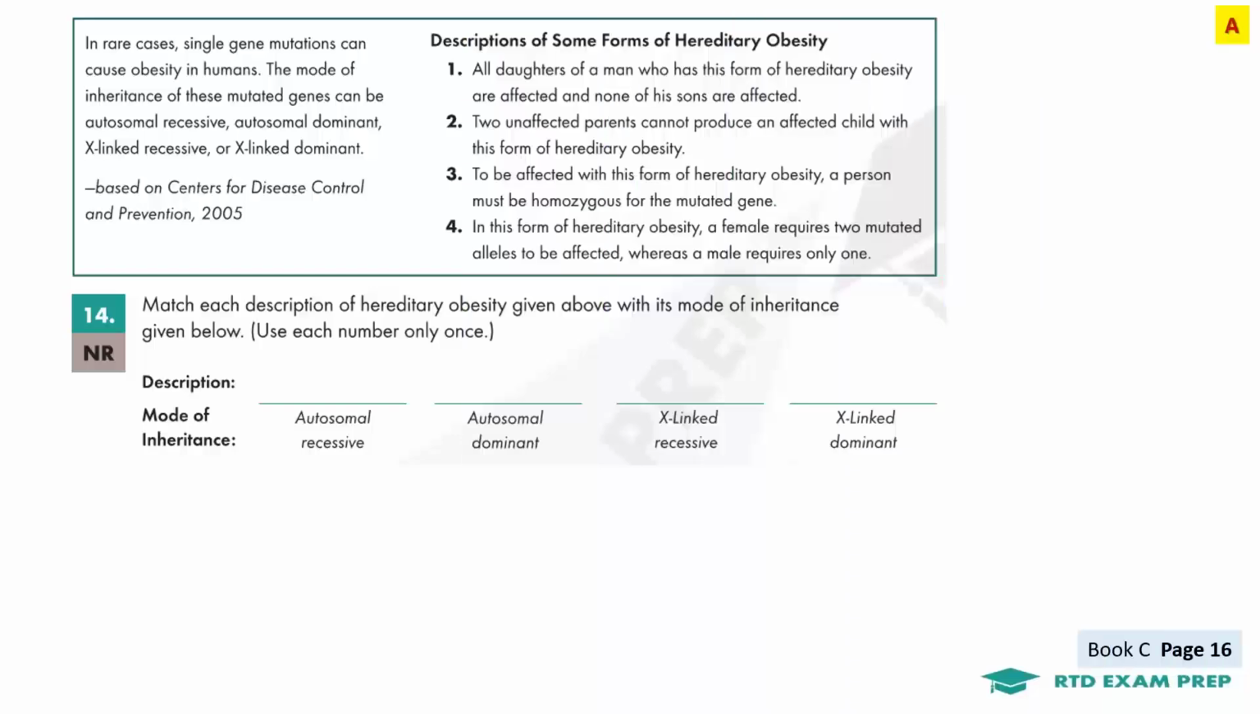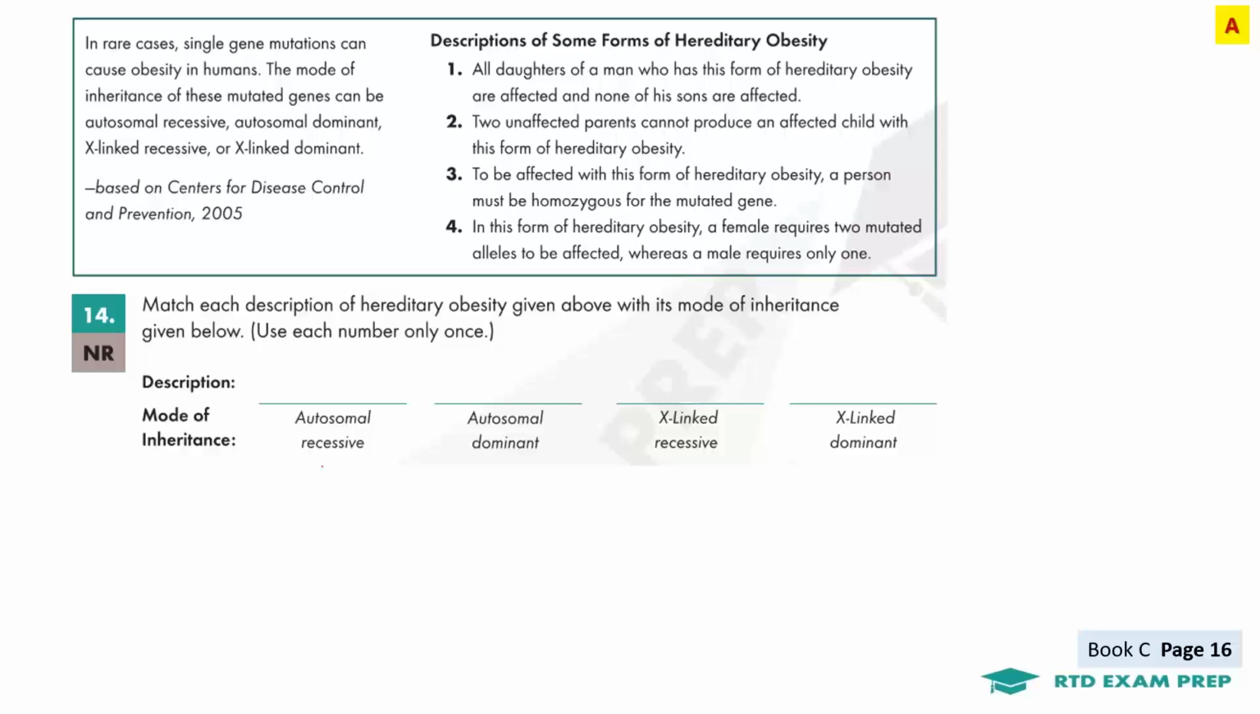Alright, in rare cases for number 14, single gene mutations can cause obesity. The mode of inheritance can be autosomal recessive, autosomal dominant, X-linked recessive, or X-linked dominant. So it can be all the genetics that we've covered so far. And they're asking us, and this is a really good one for you to review again, do you know without a doubt your 4 types of inheritance? So autosomal recessive. So I know it must be homozygous for this type of trait.